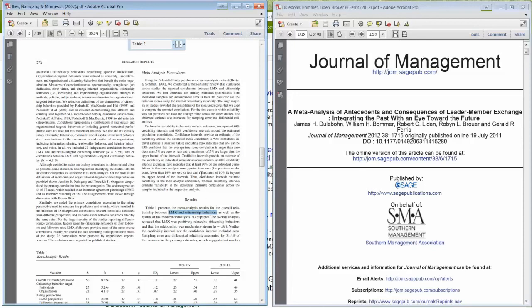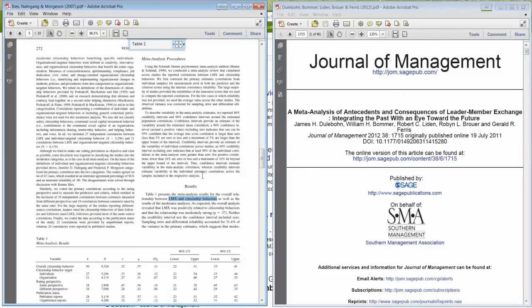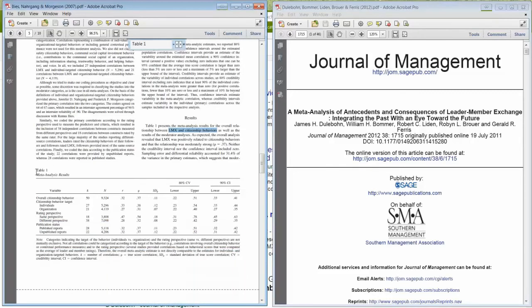Our next step is to then determine what substantive correlation coefficients were found. To do that, we need to look here at Table 1.